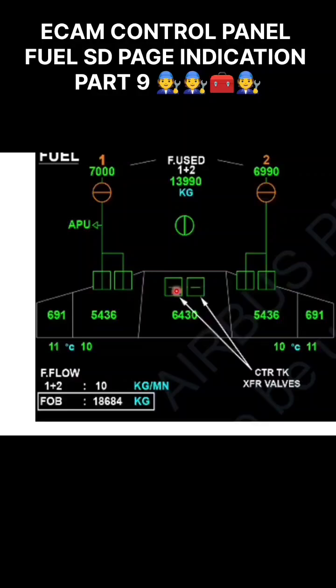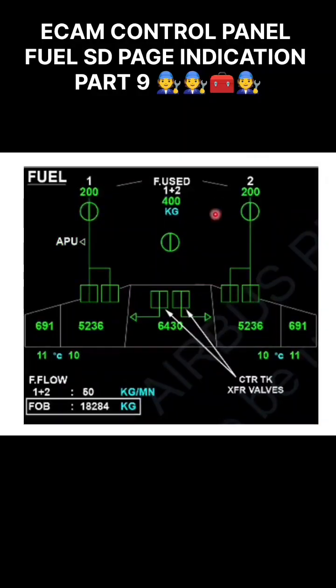If we talk about the center tank, it is inline green. You can see it is inline green because it is going to the inner cell. Then the transfer valve is open. This is the transfer valve, and it keeps on supplying. This is the indication of the transfer valve, and this line will be amber if the transfer valve is open although commanded close in automatic or manual mode.